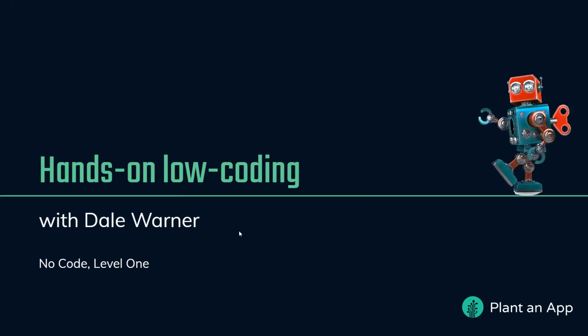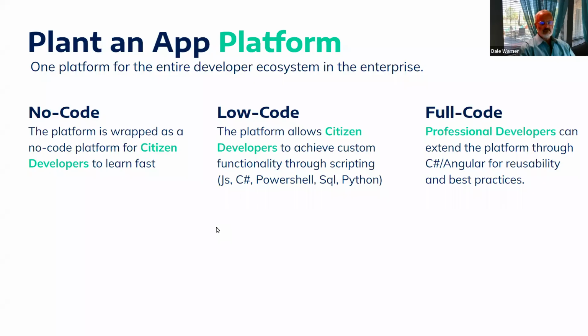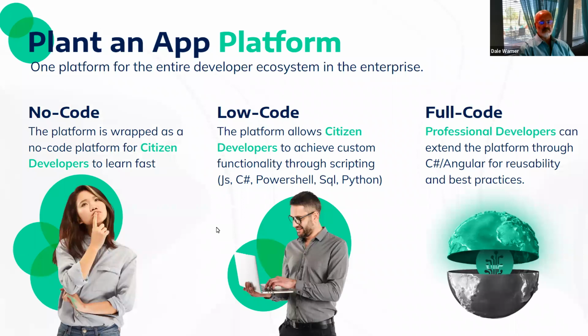So with that, I'm going to go to our hands-on low coding segment, and today's topic is no code level 1. Within the Plant and App platform, we are providing a platform that is one for the entire developer ecosystem. So from no code to full code and everything in between, there's a role that people can play. Today's focus is on the no code role, where you can develop a platform as a citizen developer.